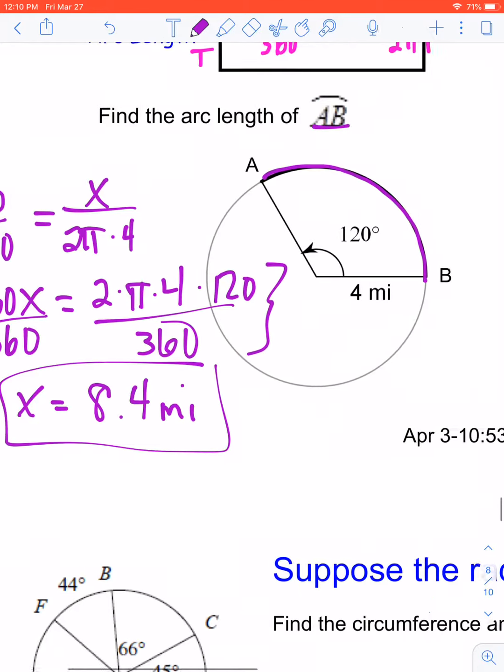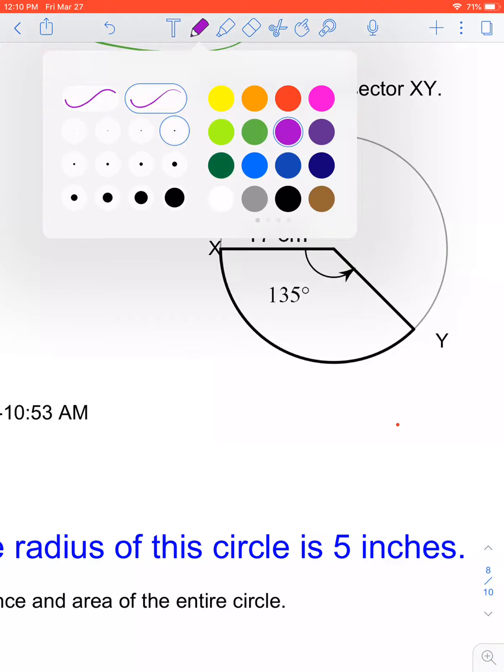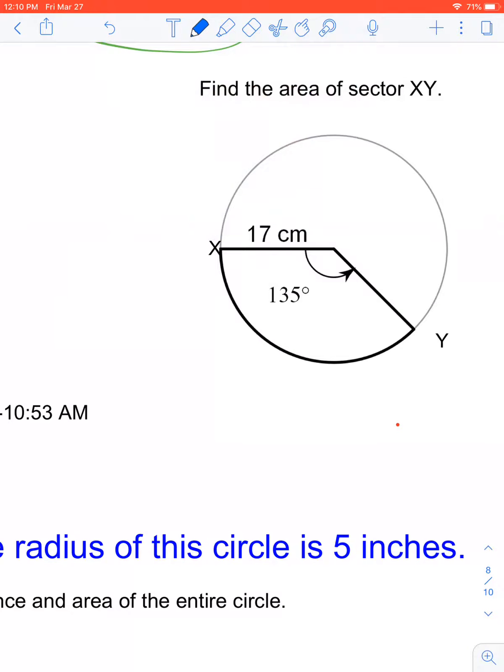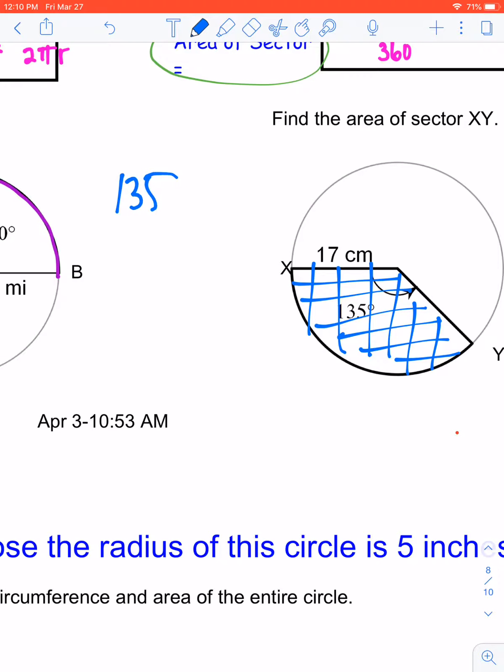Let's now look at an area of a sector problem. What they're asking here is how many square units would fit inside that portion. So we take the central angle, which is 135 over 360, and multiply that by the area, which is pi r squared. My radius is 17, so it's pi times 17 squared. This is something you just use your calculator for.